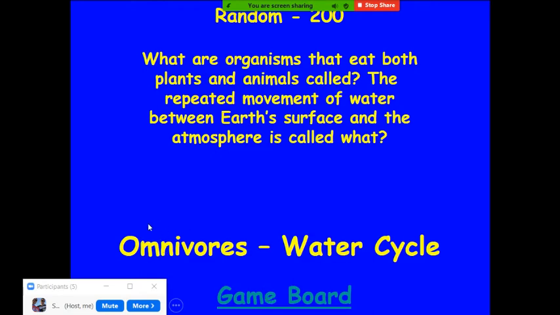Okay, omni is the Latin root for all. So omnivores eat plants and animals, herbivores eat plants only, carnivores eat animals only. Omnivores eat both, and most humans, like I said before, are omnivores. And then the water cycle, how water moves through the different spheres: the hydrosphere, the atmosphere, the biosphere, the lithosphere. What sphere am I missing? I forget what the other sphere is. Okay, you guys get the point.